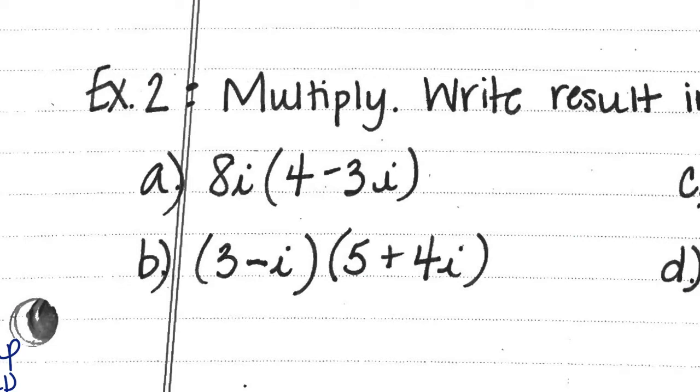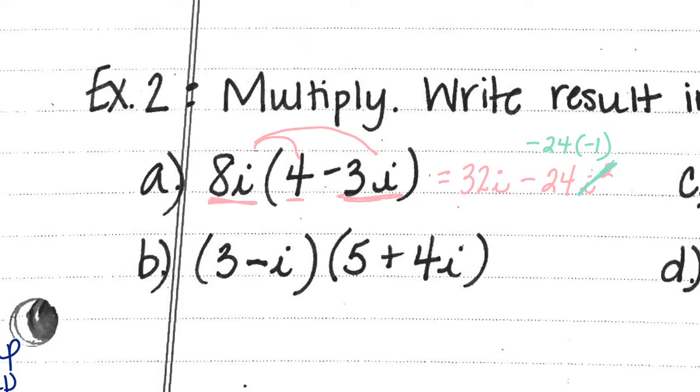When you're multiplying, you're going to distribute, and we could also FOIL. So for A, we're just going to distribute right through. 8 times 4 is 32, and we're going to keep the i. 8i and -3i is -24i squared. But remember that i squared is a -1. So this is really saying -24 times -1.